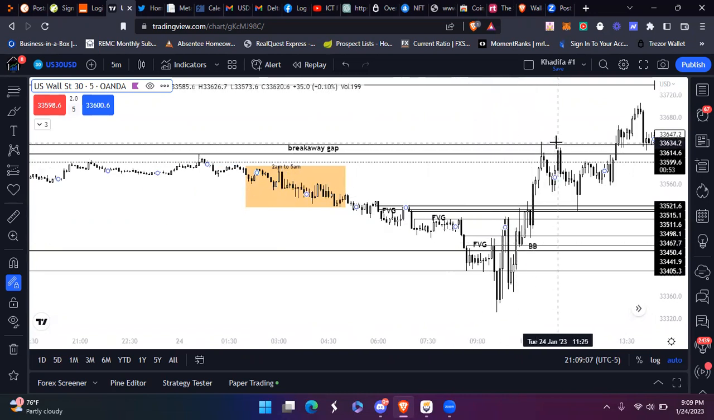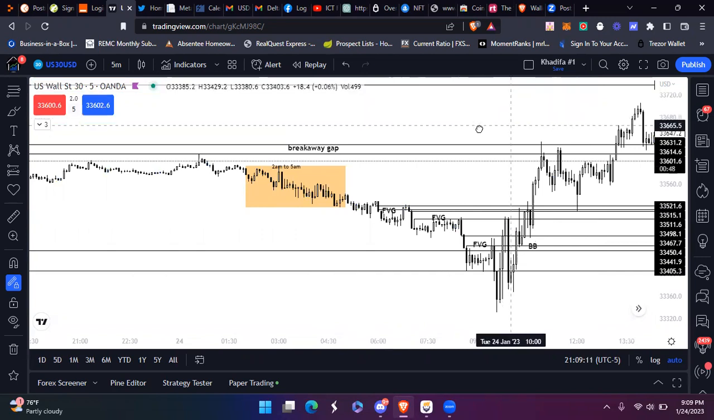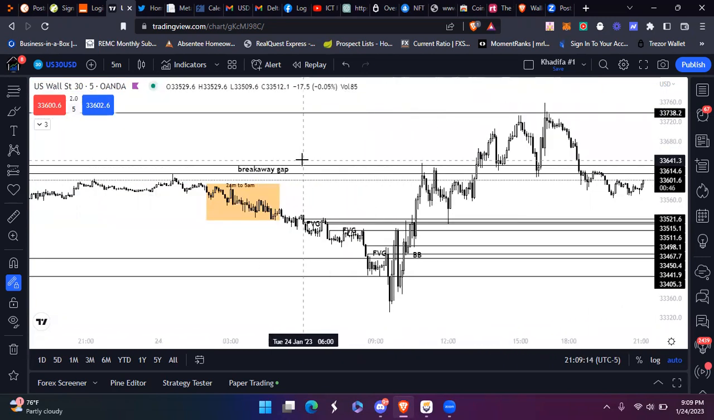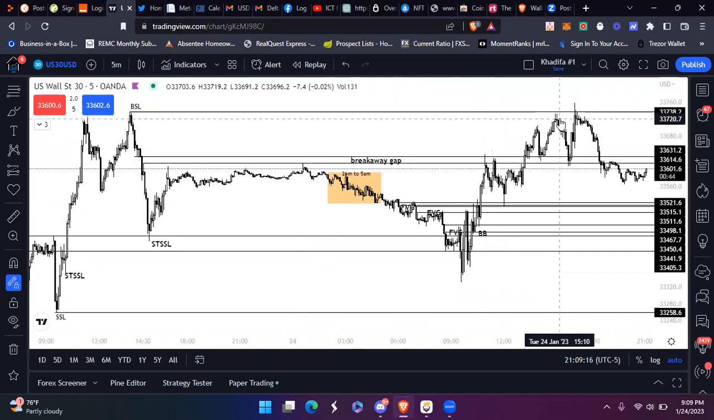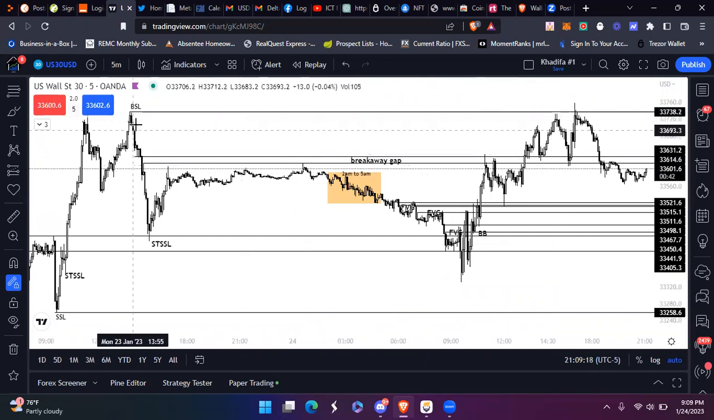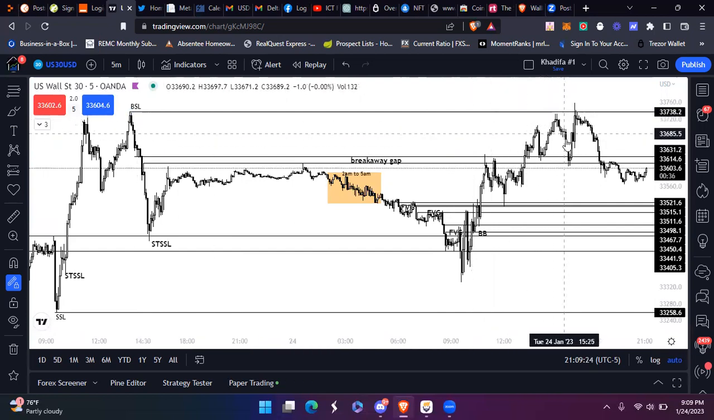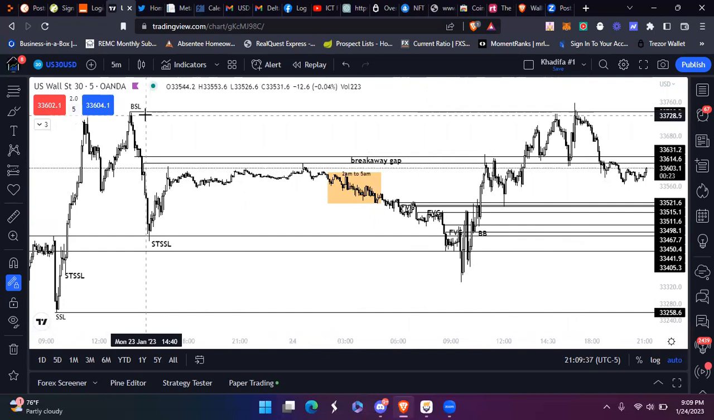Then we reach up into our breakaway gap, fair value gap, and then we almost reach up and take out our previous day buy side liquidity, but before we do, we rebalance back down to the breakaway gap, and then we close the day taking out the previous day's high.